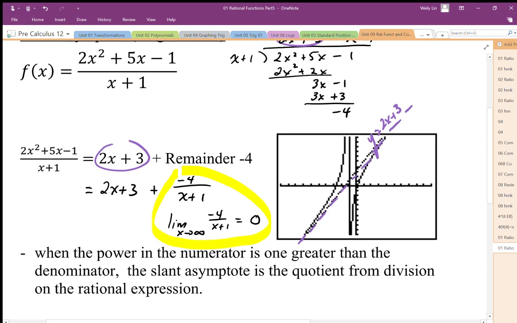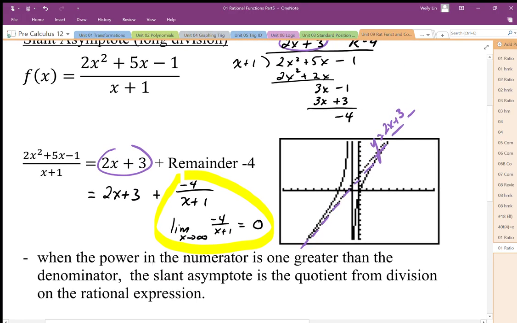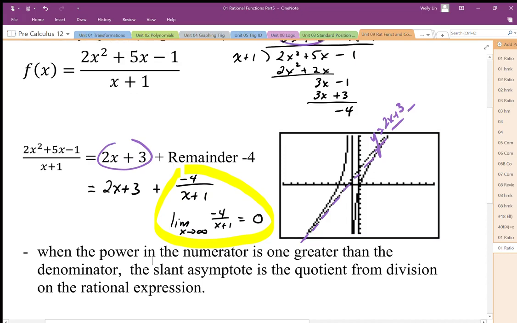So again, this happens when the numerator degree is 1 bigger than the denominator, and these do not cancel out. Okay, this expression in the numerator does not share any common factors with the denominator, and we end up with this slant asymptote. And we can find the equation of the slant asymptote through long division.